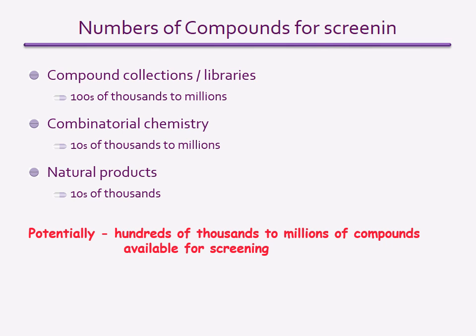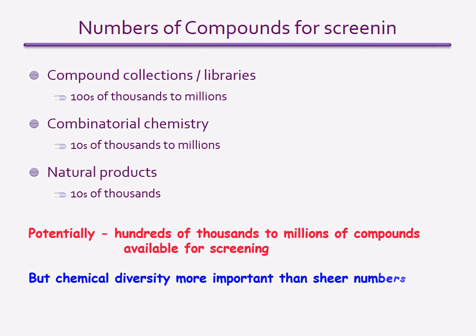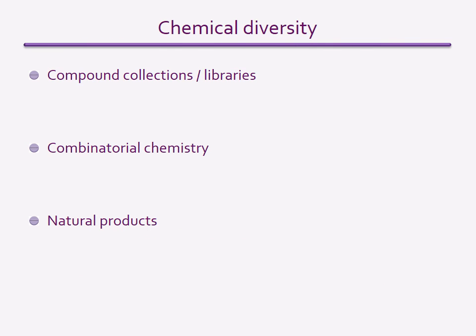While it is important to have large numbers of test compounds available, the diversity in the structures of these compounds is probably more important. That is because with diverse structures, the chances of having a molecule that recognizes a new target is higher. So let's look at how these different sources of chemicals compare in terms of diversity.